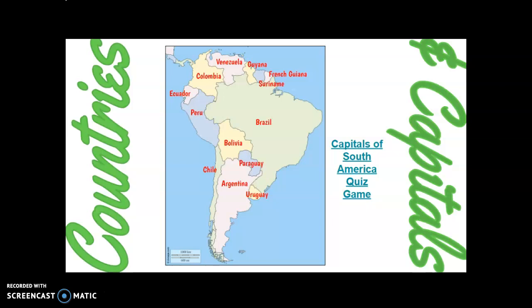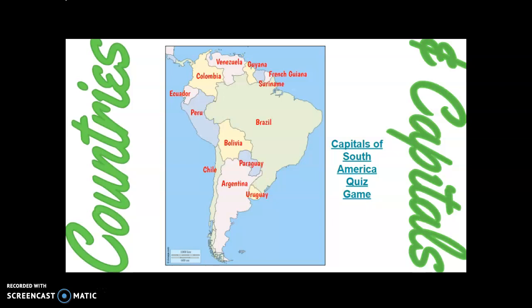Bolivia in the middle there has two capitals. One is a judicial capital and one is an administrative capital. La Paz, L-A, new word P-A-Z, and the other capital is Sucre, S-U-C-R-E. Capital of Brazil is Brasilia, B-R-A-S-I-L-I-A. Chile's capital is Santiago, S-A-N-T-I-A-G-O. Colombia's capital is Bogota, B-O-G-O-T-A with an accent. Ecuador, which we mentioned, means equator. Its capital is Quito, Q-U-I-T-O.